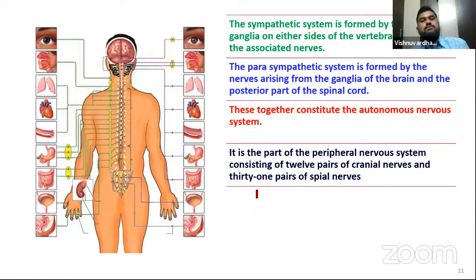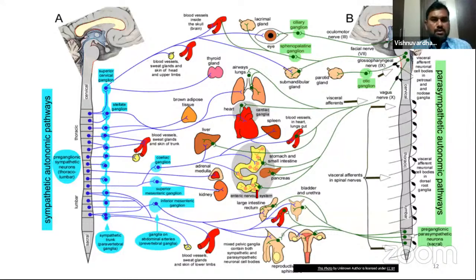Okay, here is a schematic diagram of the sympathetic and parasympathetic nervous system, showing how it controls different organs. All internal organs which are not controlled by our will or our consciousness are controlled by the sympathetic and parasympathetic nervous systems. These both together are called the autonomic nervous system.